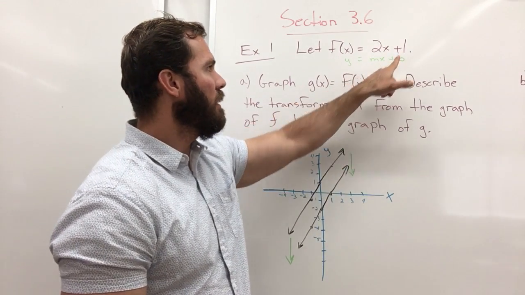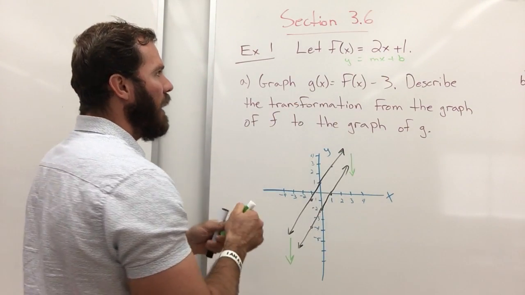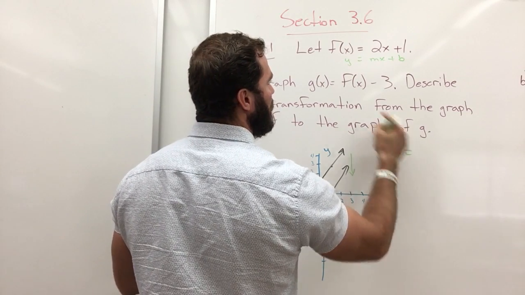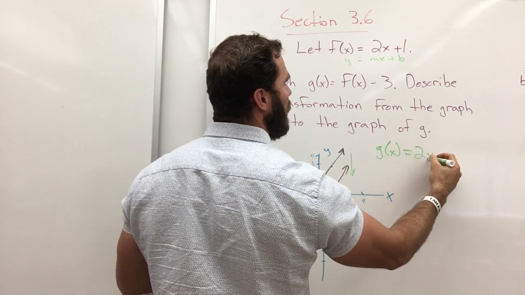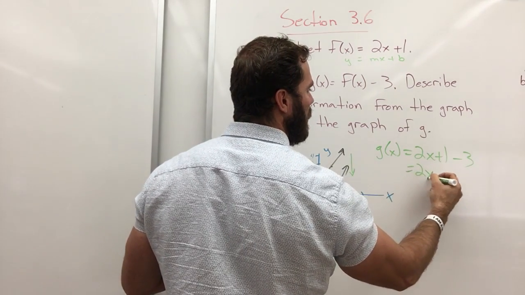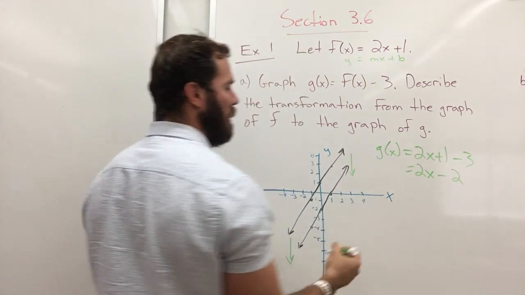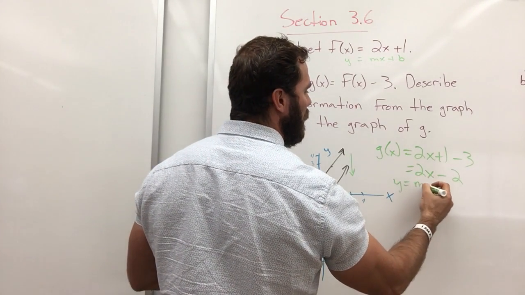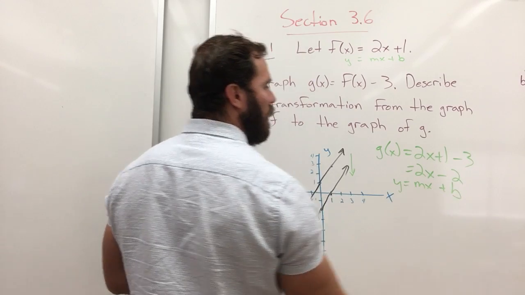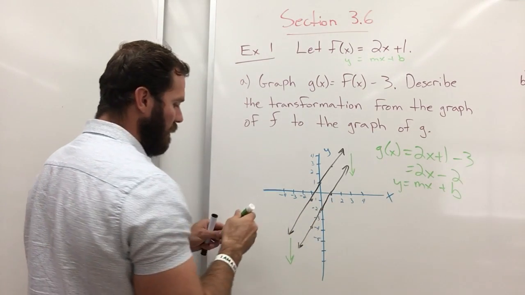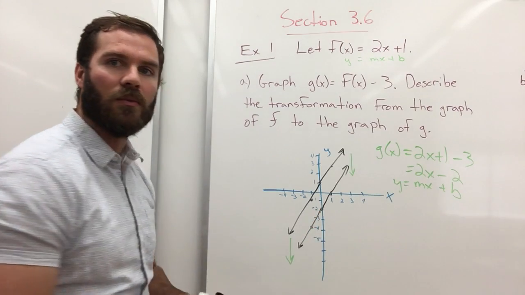Right? Because I could rewrite this g of x equals, what is f of x? Well, f of x is 2x plus 1 minus 3, 2x minus 2. And y equals mx plus b. What is b? Y-intercept, negative 2, and there it is, crossing at the negative 2.